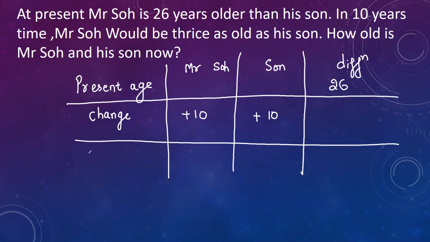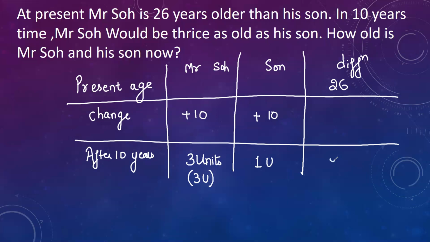Okay. Now, after 10 years, what happened? Mr. So would be 3 times as old as his son. So this is 3 times. I'm writing it as 3 units, or I can say 3u. And this will be how much? 1u. So the difference will be how much? 2u, because 3 units minus 1 unit is 2 units. So can you say 2 units is equal to 26, or 1 unit equals how much? 13. So 1 unit is 13.